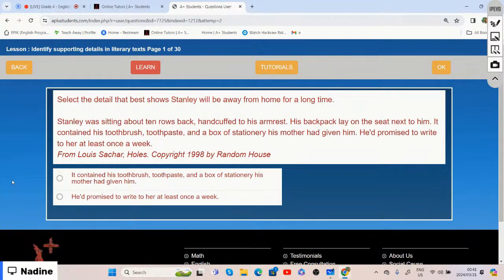All right, so it says Stanley was sitting about 10 rows handcuffed to his arm rest. His backpack lay on the seat next to him. It contained his toothbrush, toothpaste, and a box of stationery his mother had given him. He'd promised to write to her at least once a week.